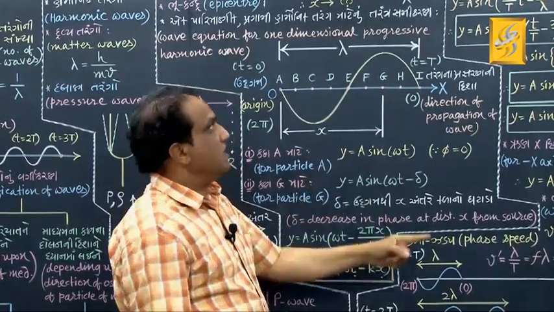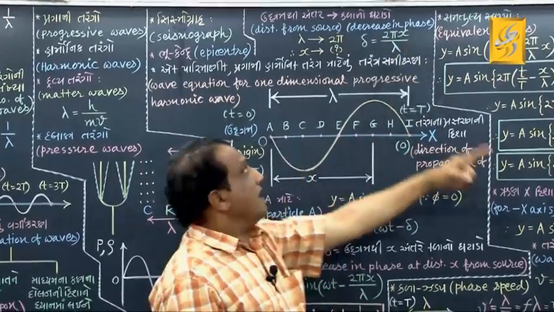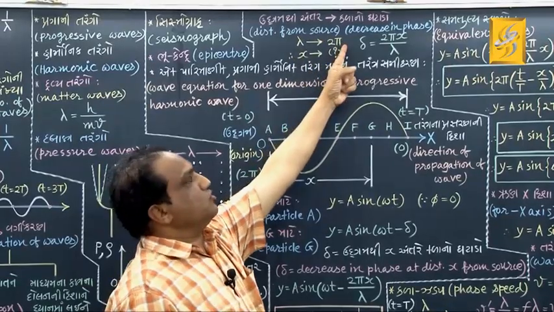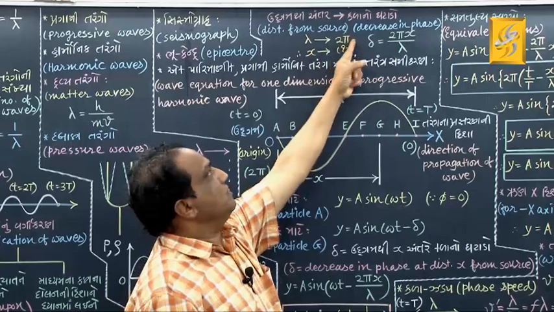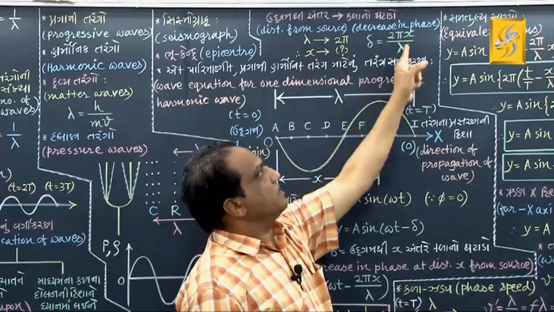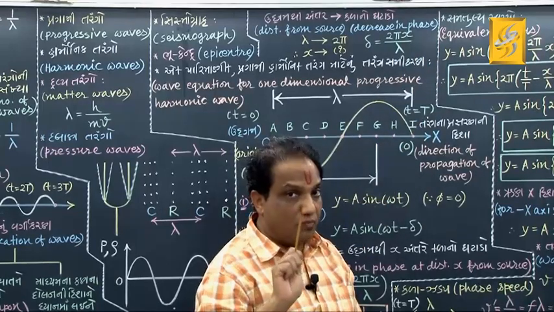And what is the formula for delta? Delta equals 2 pi x upon lambda. Got it? At distance lambda, the phase difference is 2 pi radian. Then at distance x, what is the corresponding phase difference? This into this upon this, that is 2 pi x upon lambda. Got it? Please remember this formula separately. We will use it in the numericals.